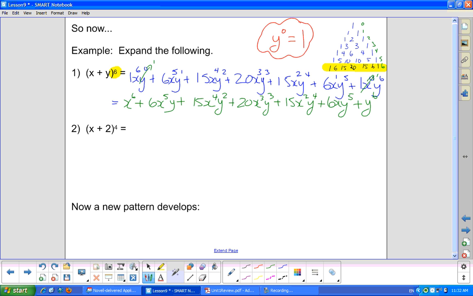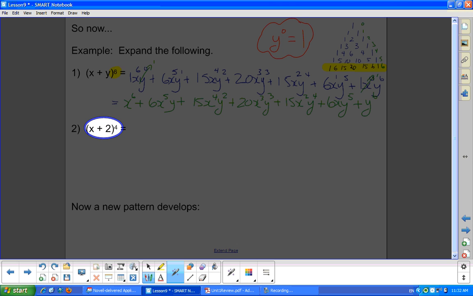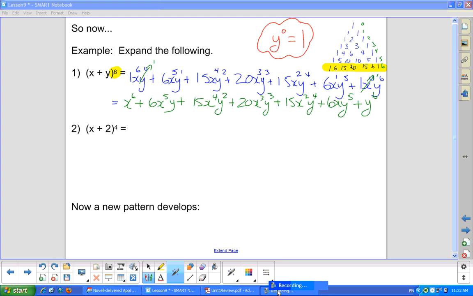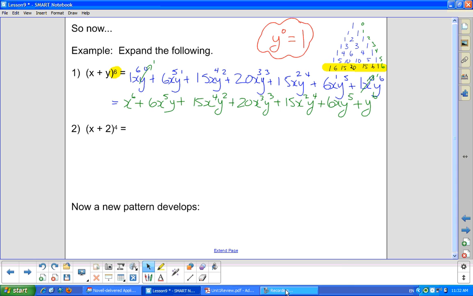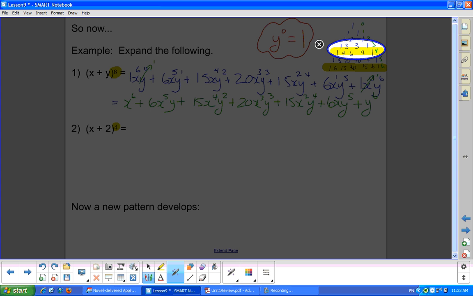So what's the difference when you have a number? If we look at the next example here, we now have x plus 2 to the 4th. So how does a number change what we are doing? We do the same thing. The key information here is we need to use row 4 from Pascal's triangle. So I go up to my Pascal's triangle in the top corner. That's where I'm going to get my coefficients, 1, 4, 6, 4, 1.